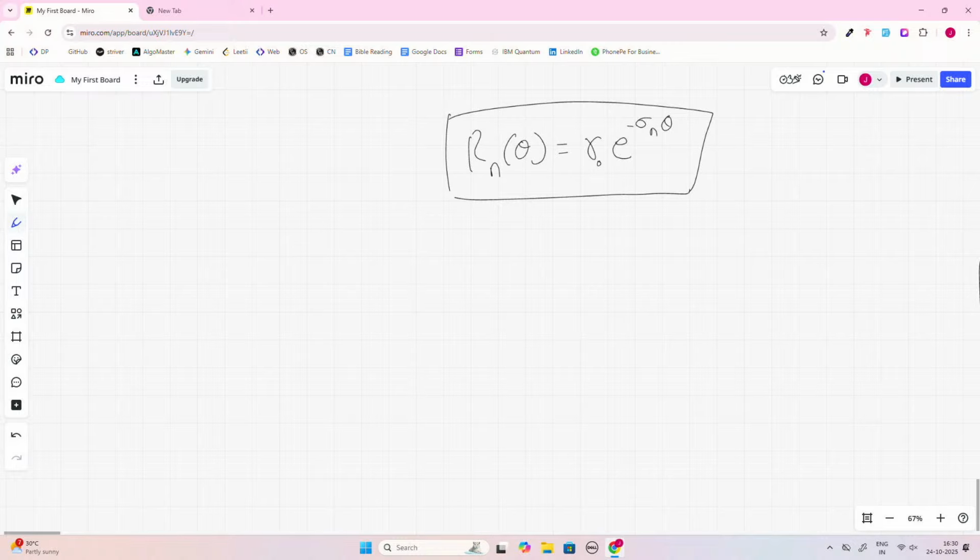R gates do have a particular matrix representation, but the better representation for R gates looks something like this. If I want to go with Rn with an angle theta, it is represented in this format: e to the power of minus i sigma n of theta. So this is how it looks, and this is the operation.